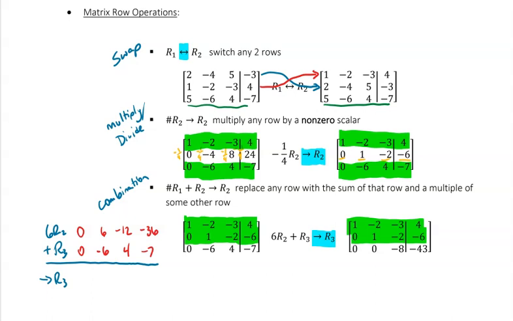Now it says to add those. So all we're going to do is go down each column and add them. So 0 plus 0 is 0. 6 minus 6 is 0. Negative 12 plus 4 is negative 8. And negative 36 minus 7 is negative 43. And we said that that's going to replace our row 3. So this answer that we got is what we put as our new row 3.